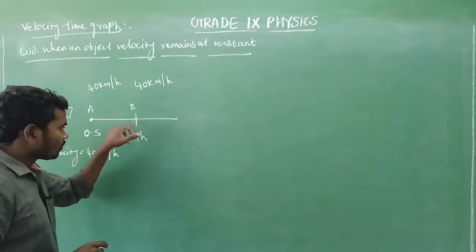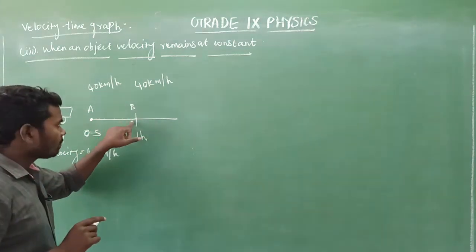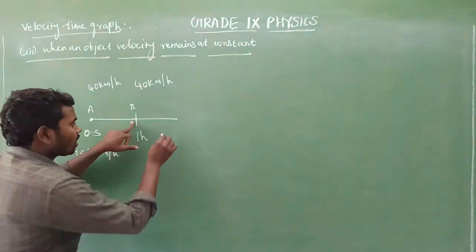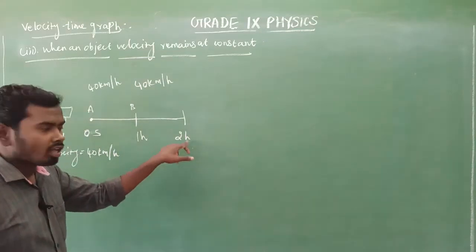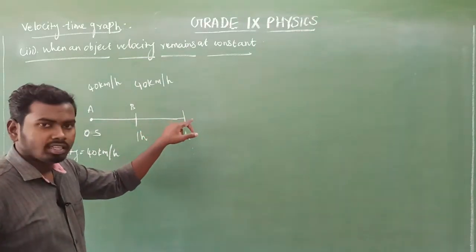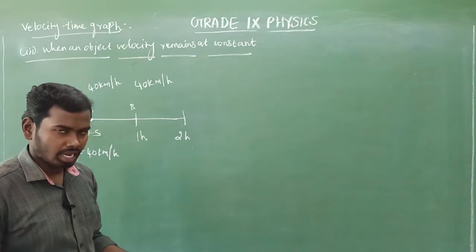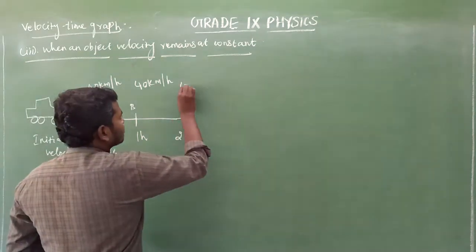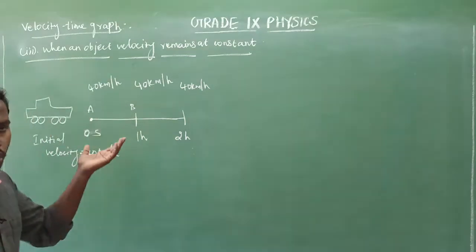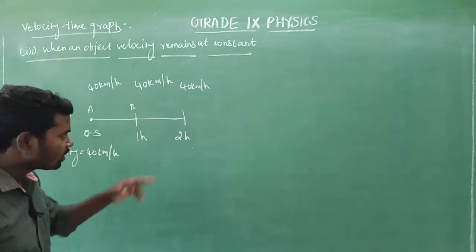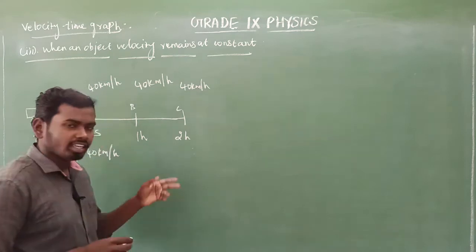From point B, in the next 1 hour, the car velocity remains the same, which means just 40 km per hour. There is no change in the velocity of the car. So the car comes to position C.